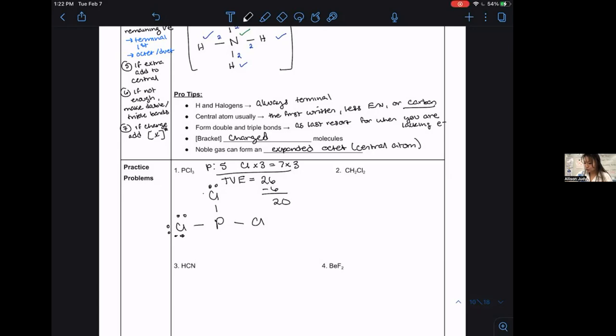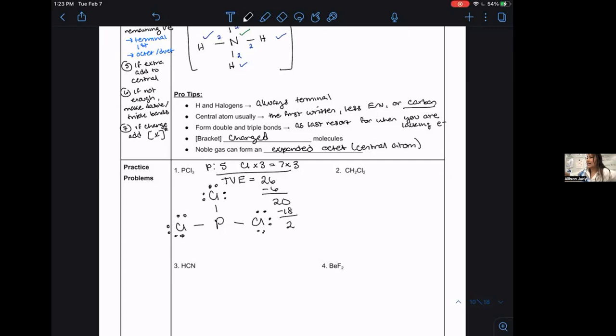And I have just given every chlorine. Oh, my Cl's kind of look like my G's. It's a C-L. It's a Cl. Okay. Now I have just used up 6 times 3, 18. And I still have 2 left. I completed every octet first. Okay. And then I have 2 left.